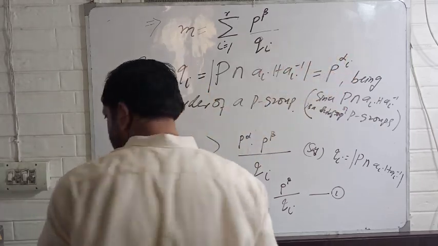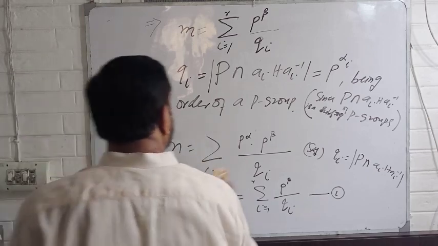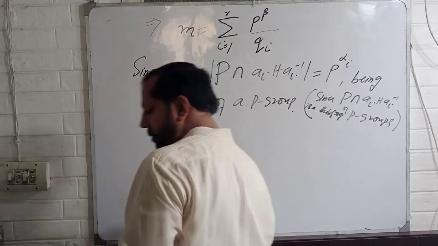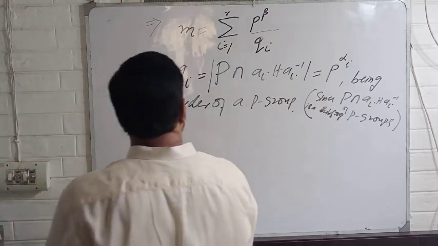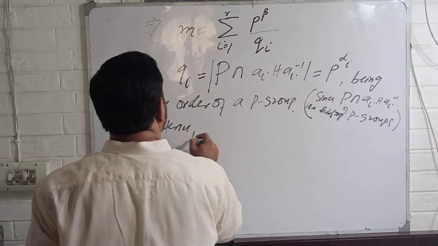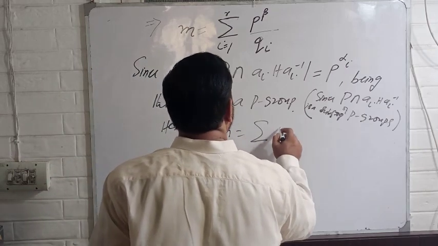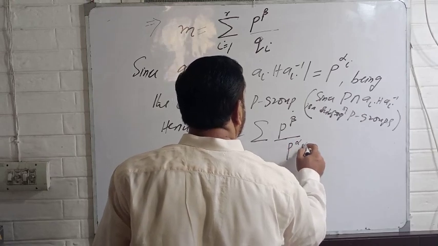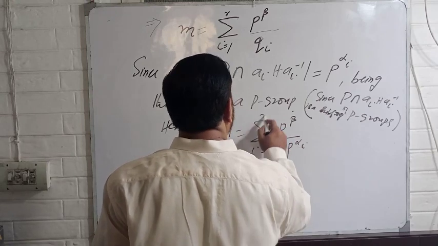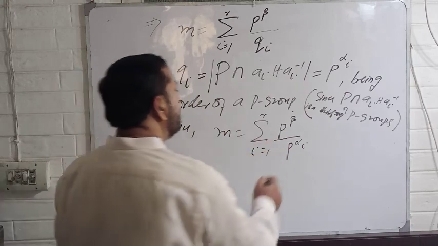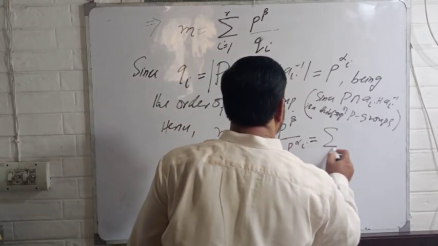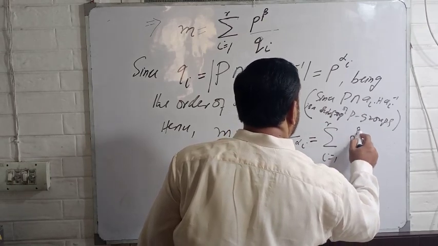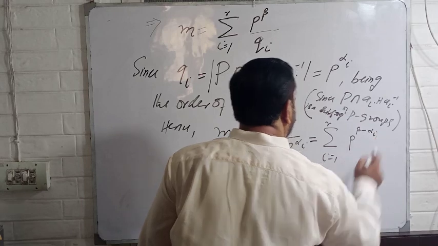So you are getting, hence, m is equal to the summation of P power beta over P power alpha i, i from 1 to r. Here P is the same, which is equal to the summation, i from 1 to r, of P power beta minus alpha i.